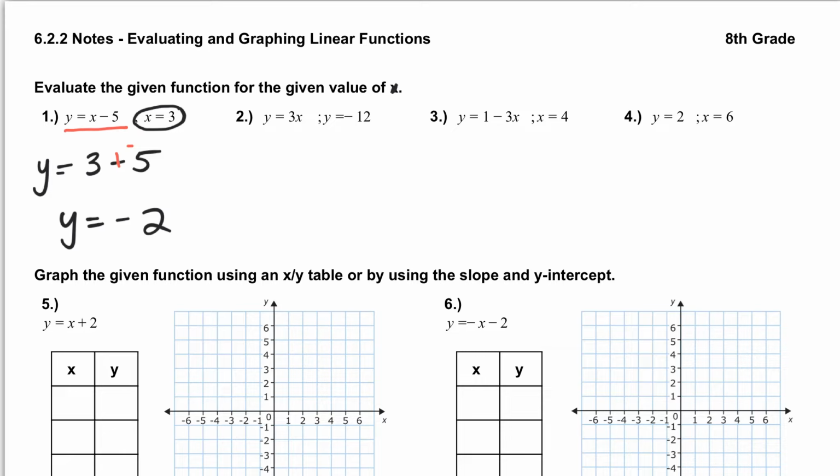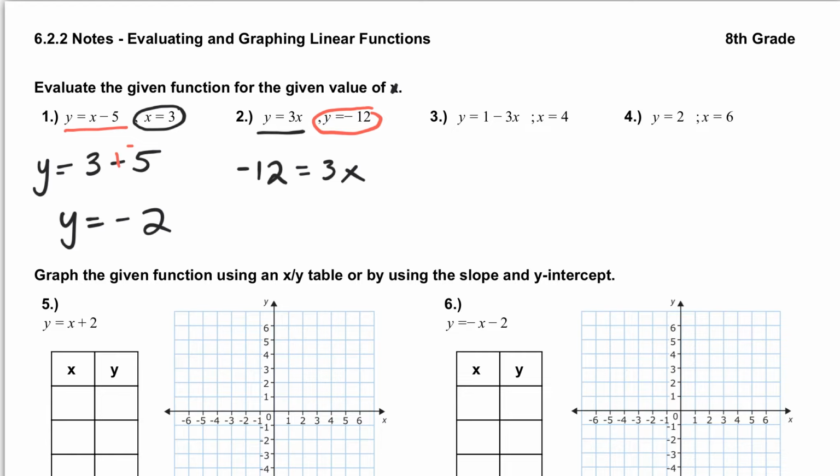Number 2 says here's our function: y is equal to 3 times x. But for this one, they want us to plug in negative 12 for y. So if we plug in negative 12 for y, we're going to rewrite this function replacing y with the value negative 12. We get negative 12 is equal to 3 times x. And then that just becomes a one-step equation to solve for x.